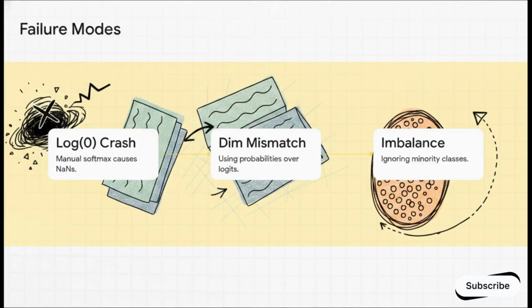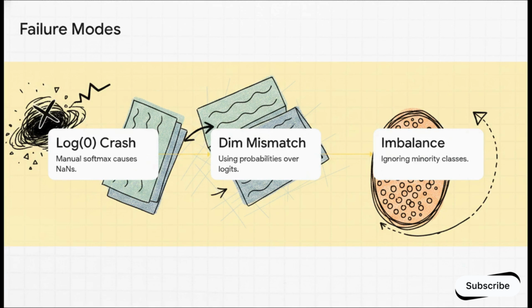But why do they fuse it? Well, it's because of 3 critical engineering failure modes on the GPU. Step 1 is the infamous log of 0 crash. If you manually run softmax and it rounds a tiny probability down to 0, the log of 0 goes to negative infinity, and boom, your training instantly crashes with NaNs. The fused kernel prevents this entirely.